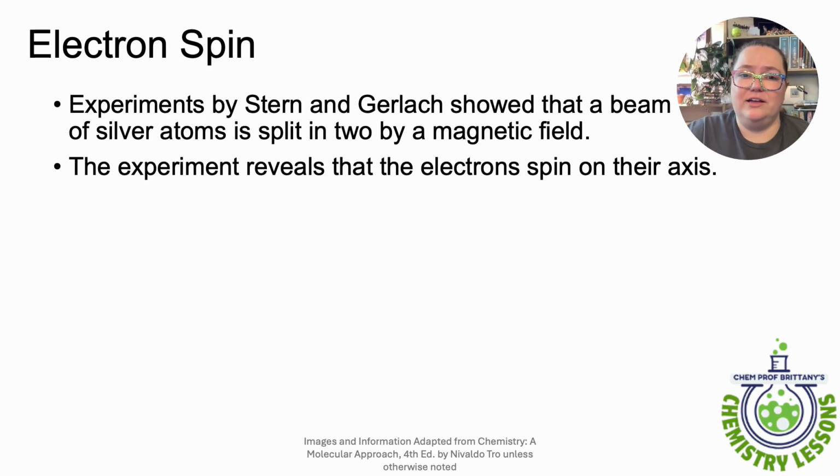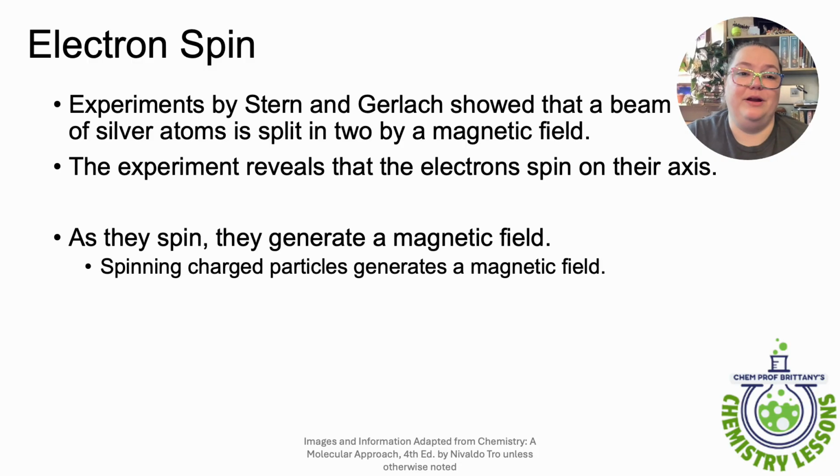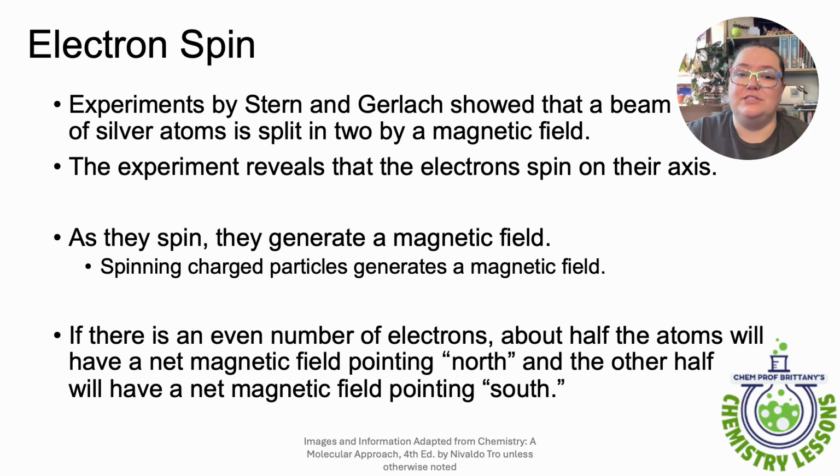Stern and Gerlach did an experiment that showed that a beam of silver atoms is going to be split into two by a magnetic field. And so what that showed us is that electrons spin on their axis. As they spin, they generate a magnetic field, because spinning charged particles, and electrons have a charge, generate a magnetic field. So if there's an even number of electrons, about half the atoms will have a net magnetic field pointing north, and the other half will have a net magnetic field pointing south.